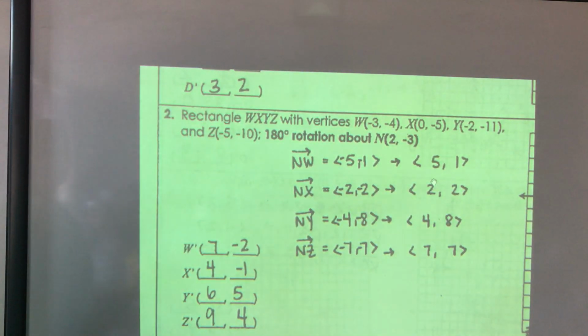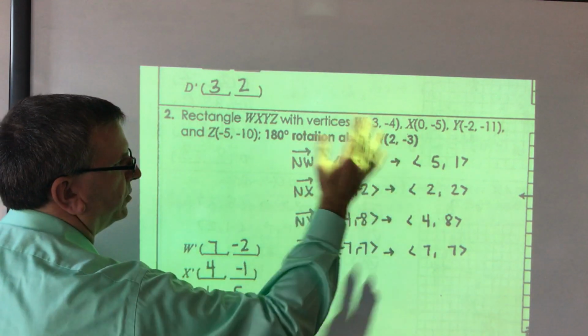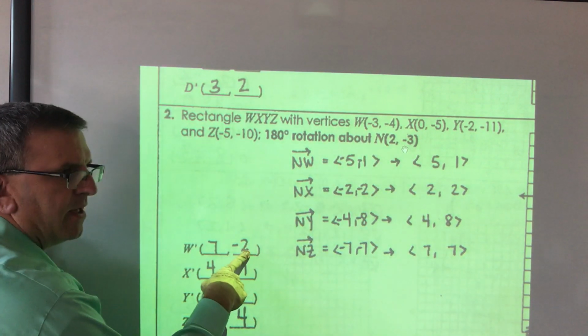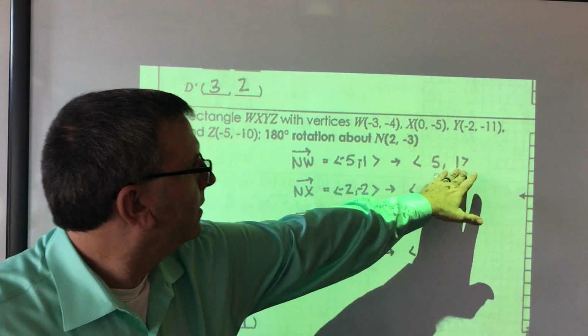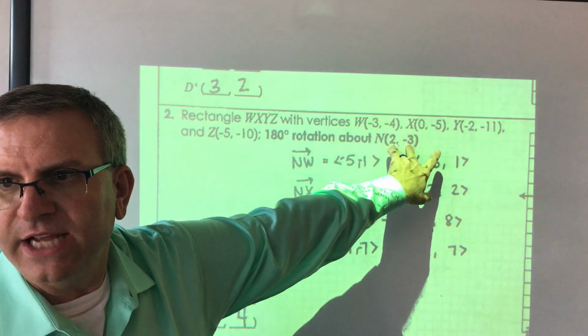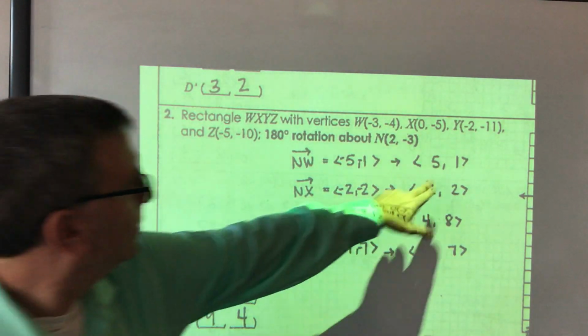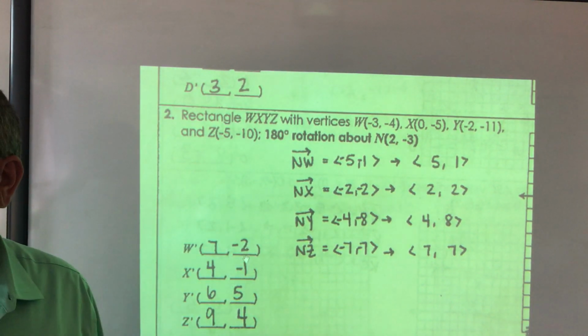Plot. Yeah, I've got to combine them with what? With 2, -3. So, I'll just do the first one. 5 plus 2, 7. 1 minus 3, -2. And it works that way all the way down. Hold on, I got lost on that. Okay. I have my new vector. I combine it with my point of rotation. So 5 plus 2, 7. 1 minus 3, -2. Got it now?